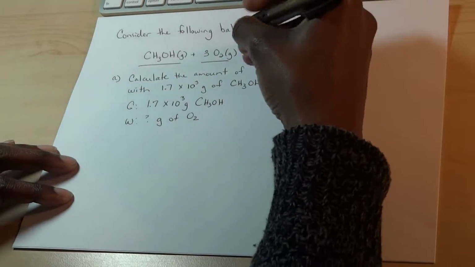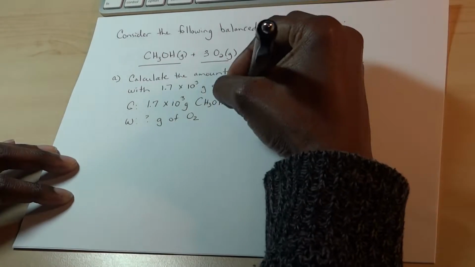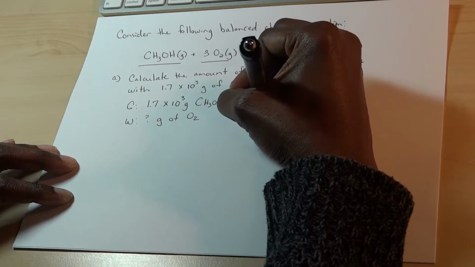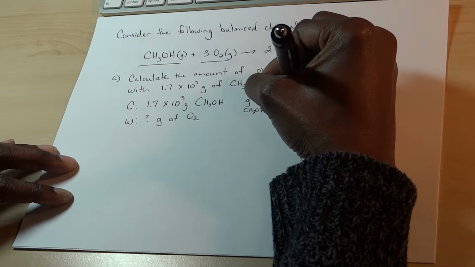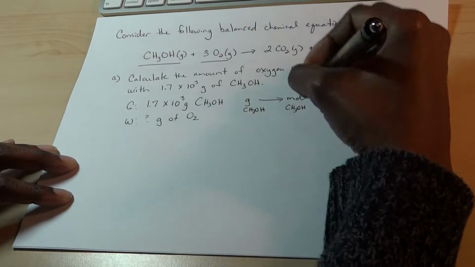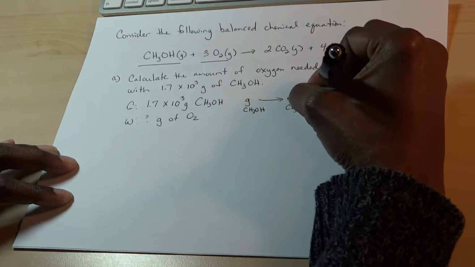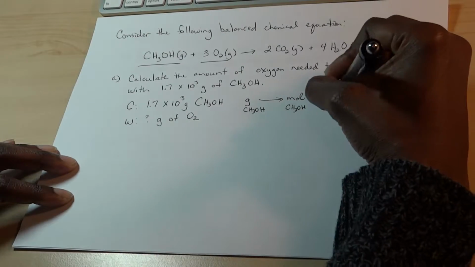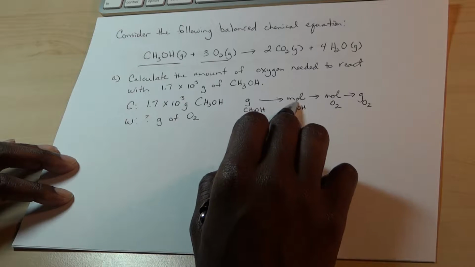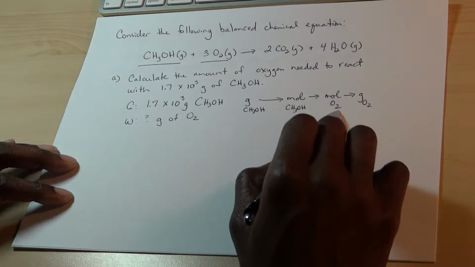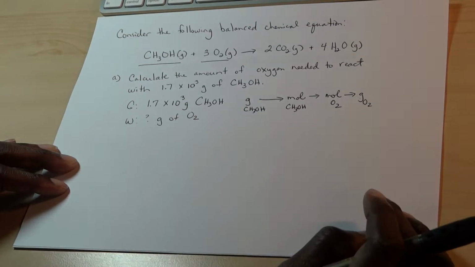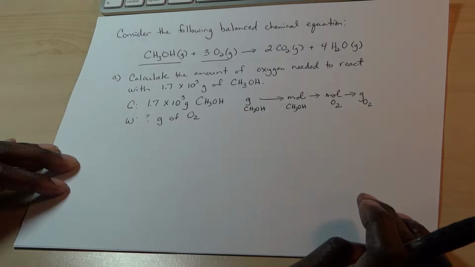Remember, when we're doing stoichiometry, we're following a path. We're going from grams of the given, in this case methanol, to moles of the given, which is still methanol. Then we go from moles of given to moles of wanted, in this case oxygen, and then all the way to grams of oxygen. So that's our mass to mass conversion for stoichiometry.